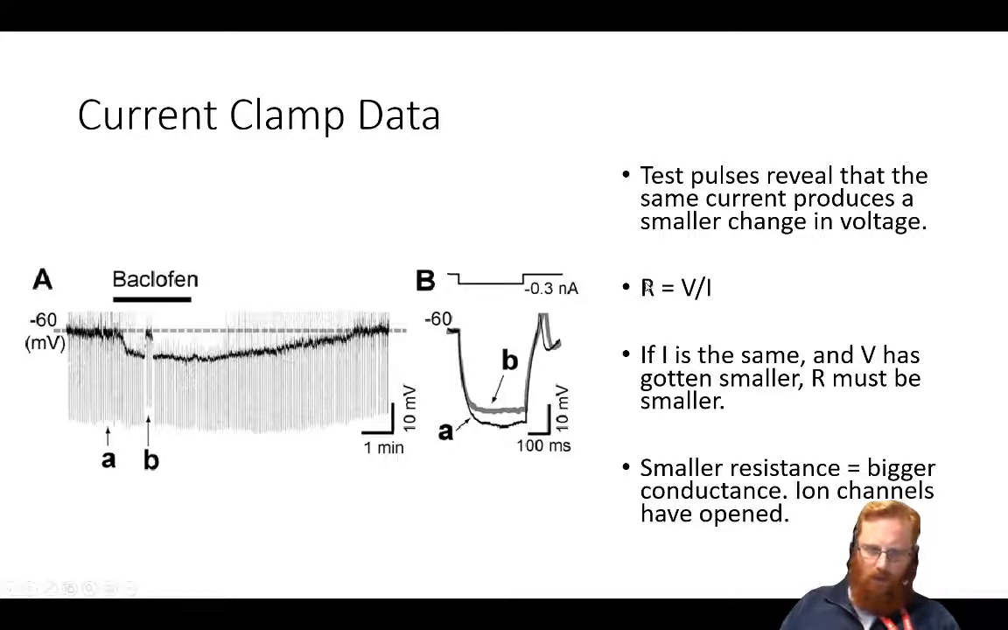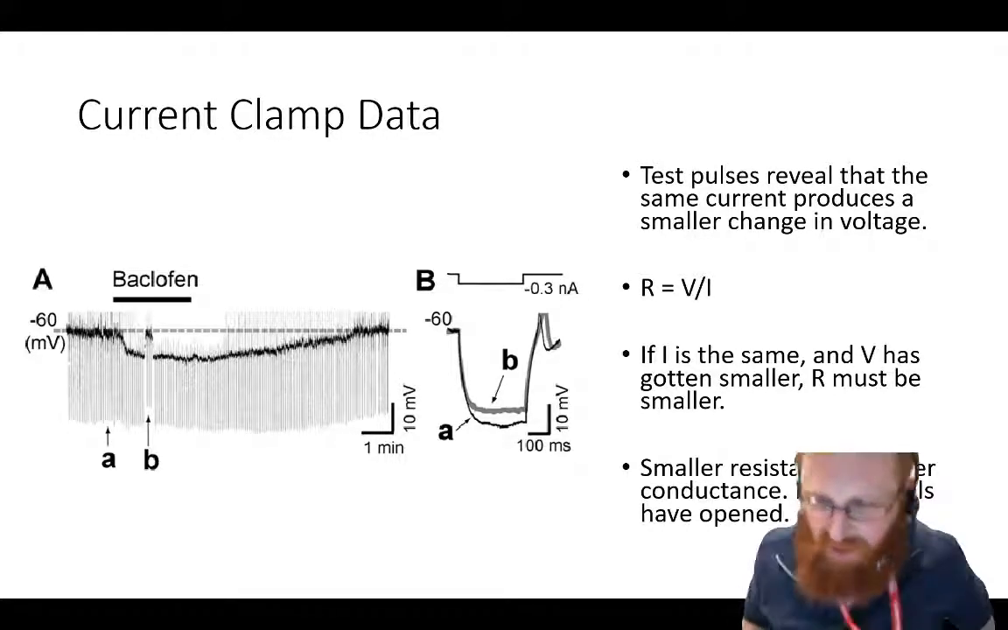Right, so they're injecting negative current, it hyperpolarizes the cell, and in A, before the baclofen has got on, they get a bigger change in voltage than they do when they're applying baclofen, where they get a smaller change in voltage. And we know that resistance is equal to V over I. So the V has gotten less, i.e. the change in voltage has gotten less. The I is the same, they're still injecting minus 300 picoamps, so the resistance must have dropped. And what does that mean? Well, if the resistance has dropped, an ion channel has opened, or the membrane conductance has increased.